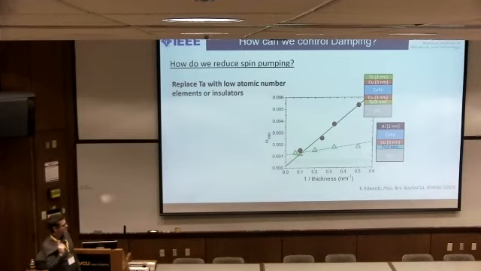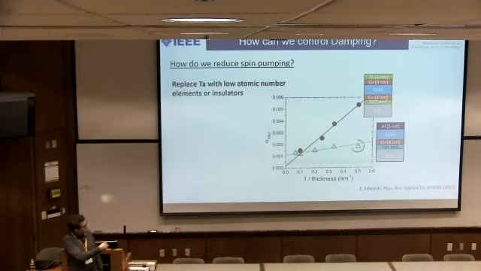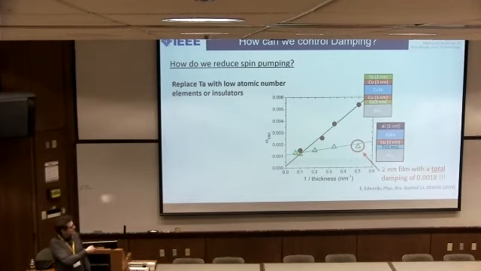But if we know what the intrinsic damping is, we can also start to engineer the spin pumping contributions. And for example, by getting rid of tantalum in this particular case and replacing it with titanium and aluminum, we can get, for example, this 2 nanometer film with a total damping much lower, shown there.